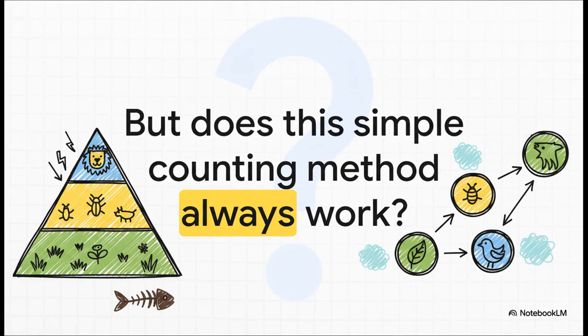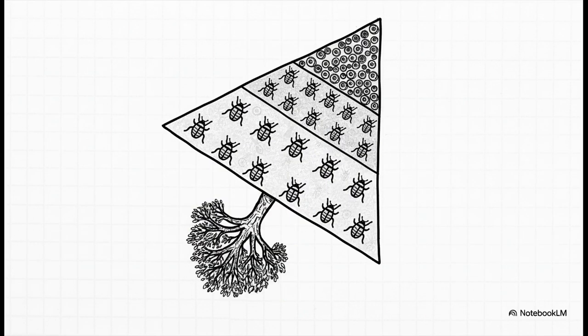Lots of producers at the bottom, very few predators at the top. Case closed. But what happens when the ecosystem doesn't look like a nice, neat grassland? Does just counting things always give us this perfect pyramid? And boom, here's the catch.